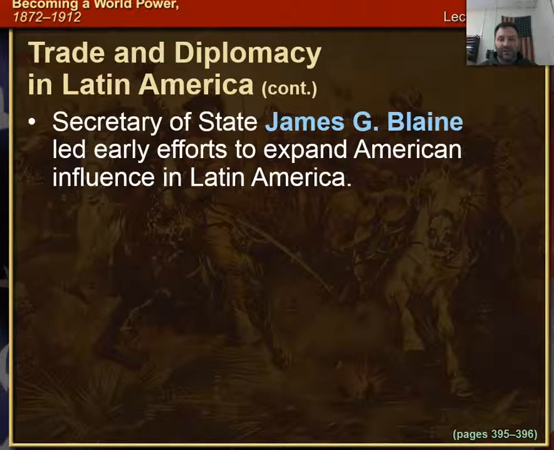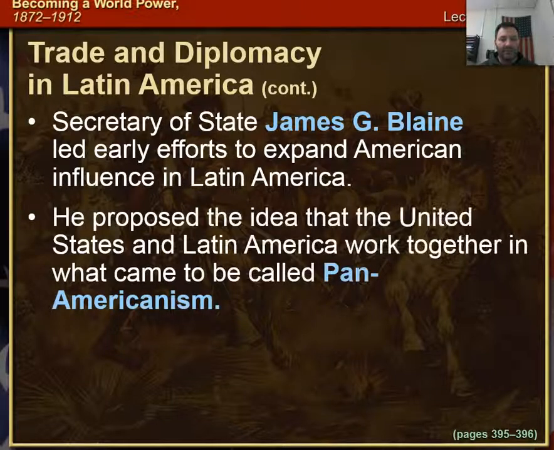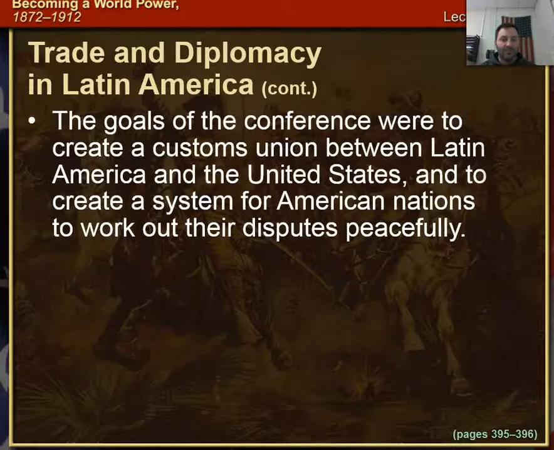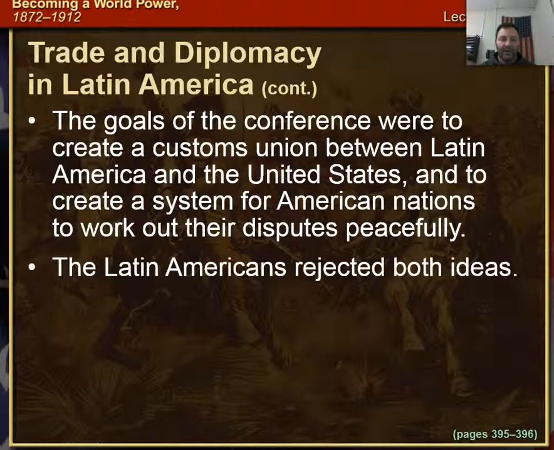Secretary of State James G. Blaine led early efforts to expand American influence in Latin America. He proposed the idea that the United States and Latin America work together in what came to be called Pan-Americanism. In 1889, the first Pan-American Conference was held in Washington, D.C. The goals of the conference were to create a customs union between Latin America and the United States and to create a system for the American nations to work out their disputes peacefully. The Latin Americans rejected both of these ideas.